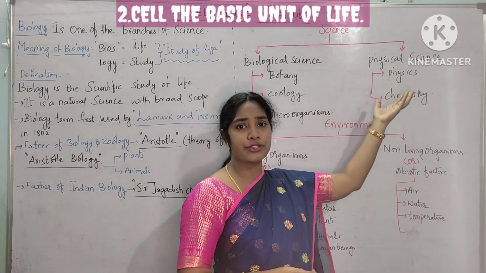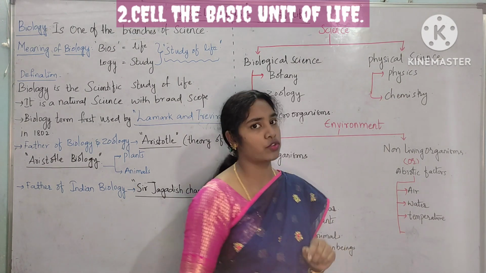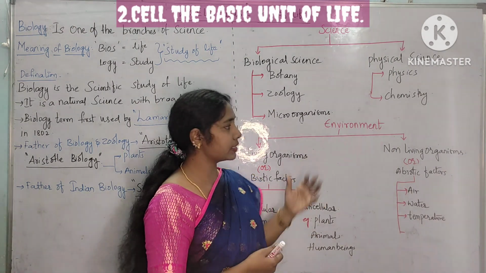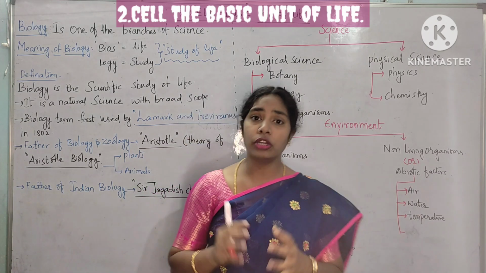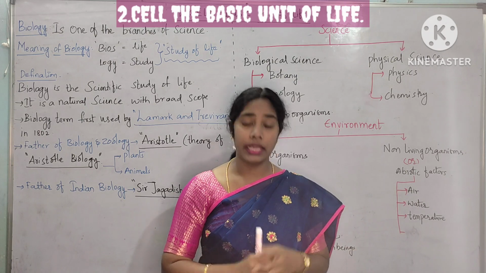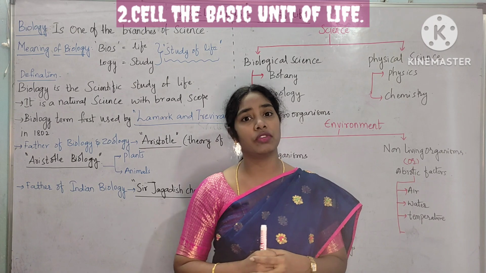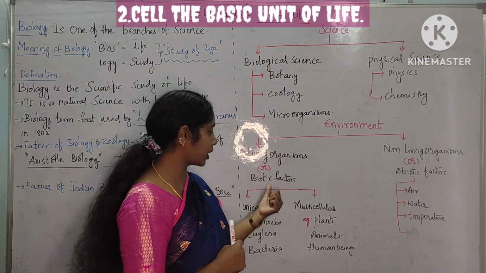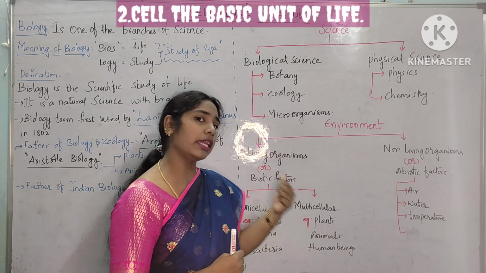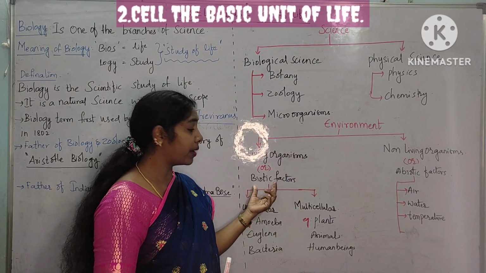Physical science, as you all know, is physics and chemistry, a separate part in your textbook. Coming to environment, what does it contain? Environment contains two things. One is living organisms and the second one is non-living organisms. Living organisms are also called biotic factors. Living is nothing but which have life. So those are biotic factors.